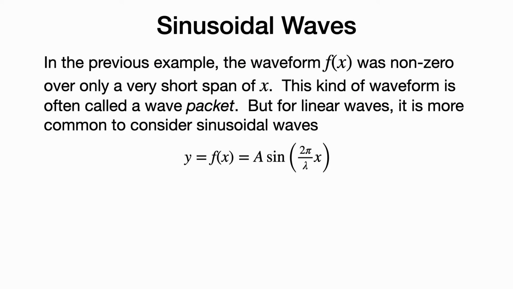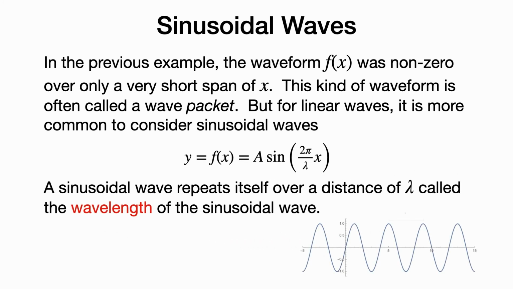In the previous example, the waveform f of x was non-zero over only a very short span of x. This kind of waveform is very often called a wave packet. But for linear waves, it is more common to consider sinusoidal waves. Now, there are deep reasons for this connected to what's called Fourier theory, but we won't be delving into this. It's just important to know that sinusoidal waves are a very, very important form of waves to understand.